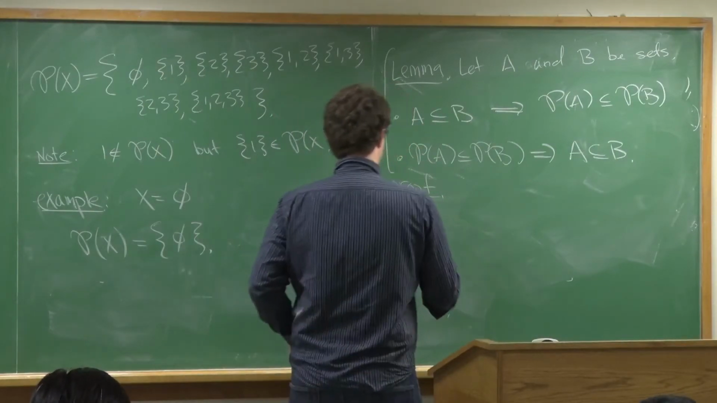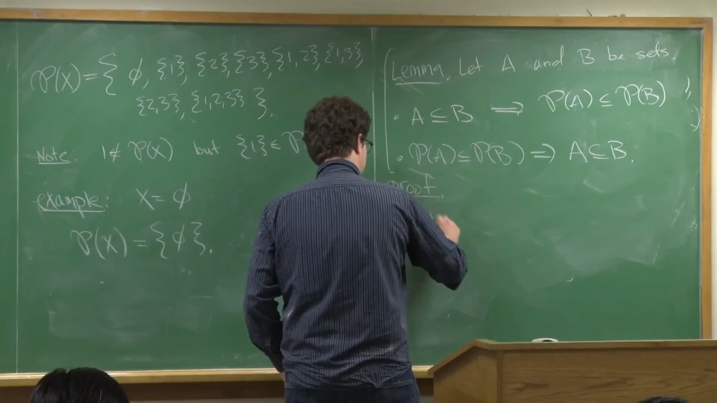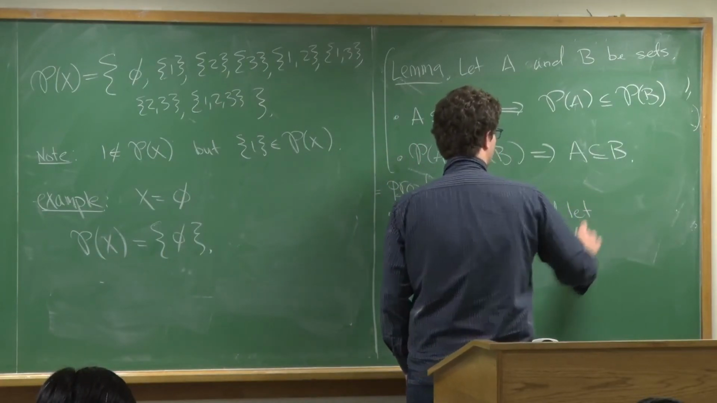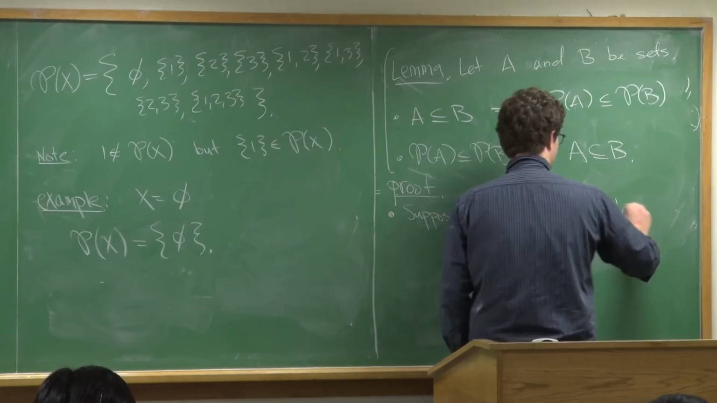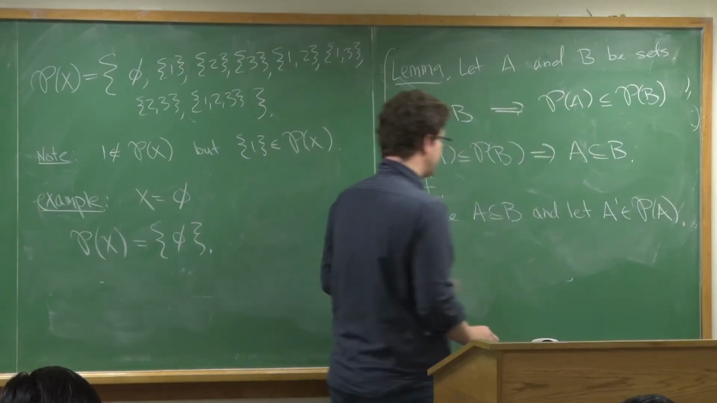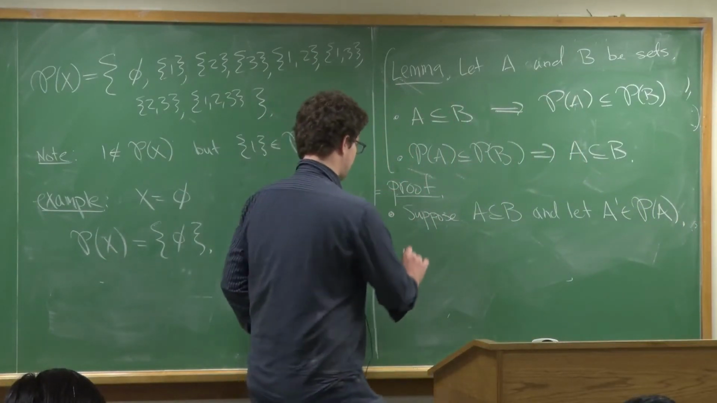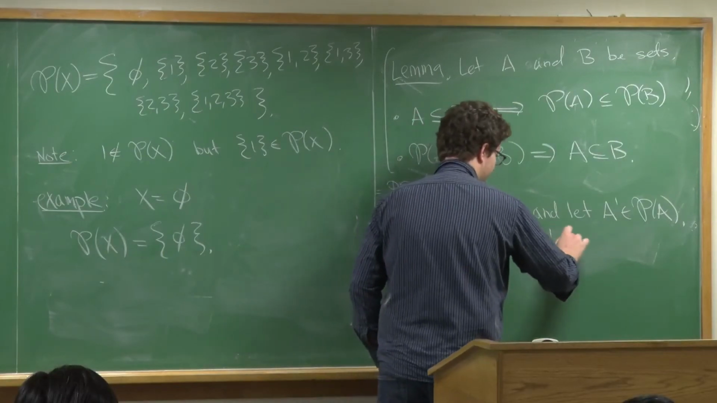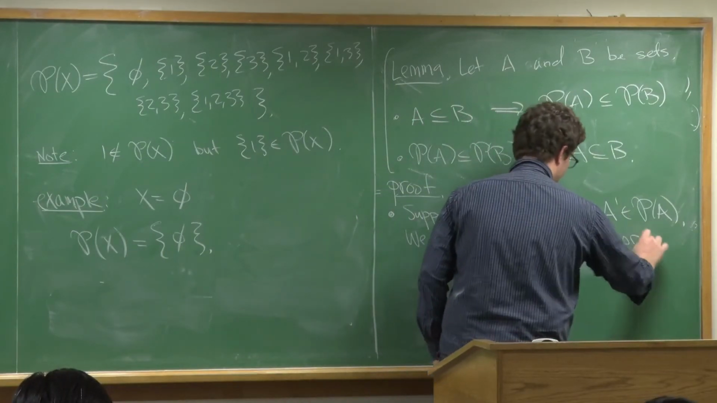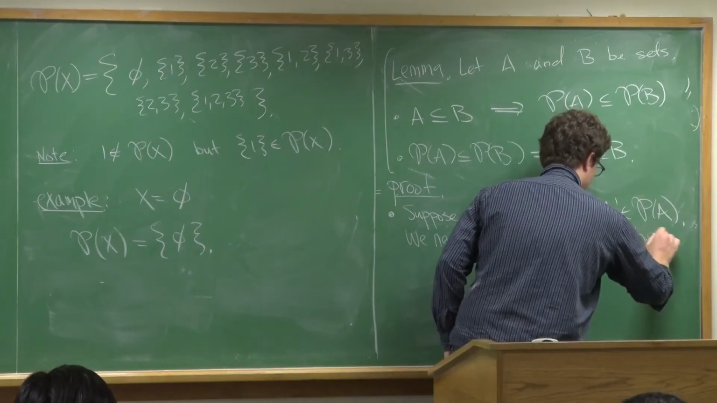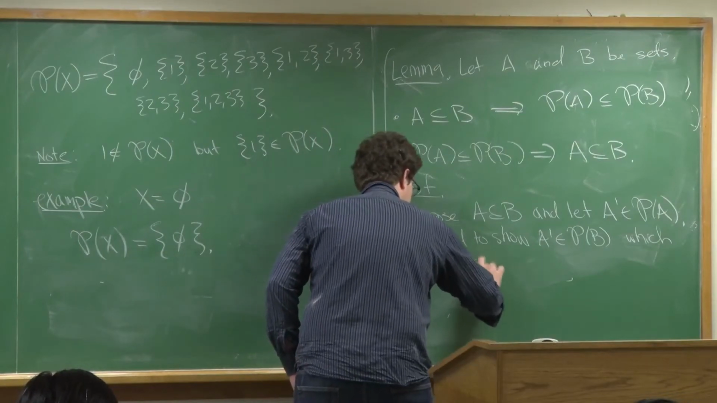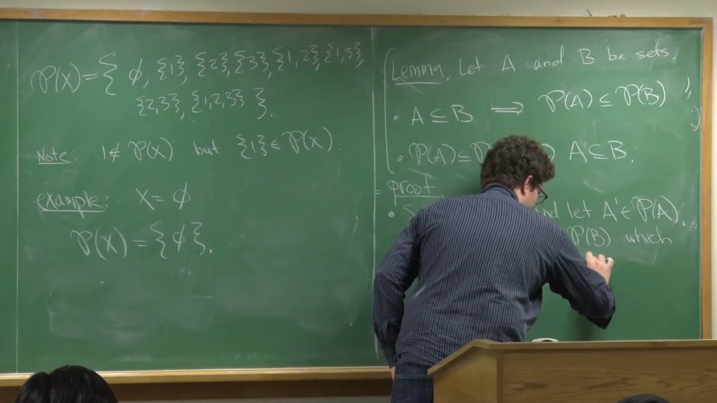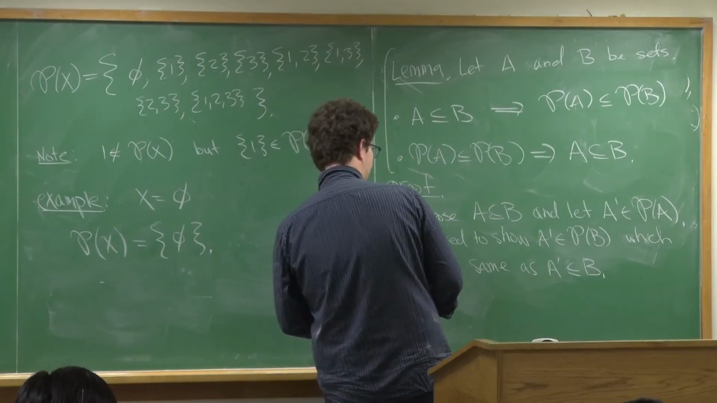Okay, the first one here. So suppose A is a subset of B, and let A prime be an element of the power set of A. Okay, we need to show that A prime is an element of the power set of B, which is the same as A prime is a subset of B. Okay, that's the definition of what it means to be a power set.